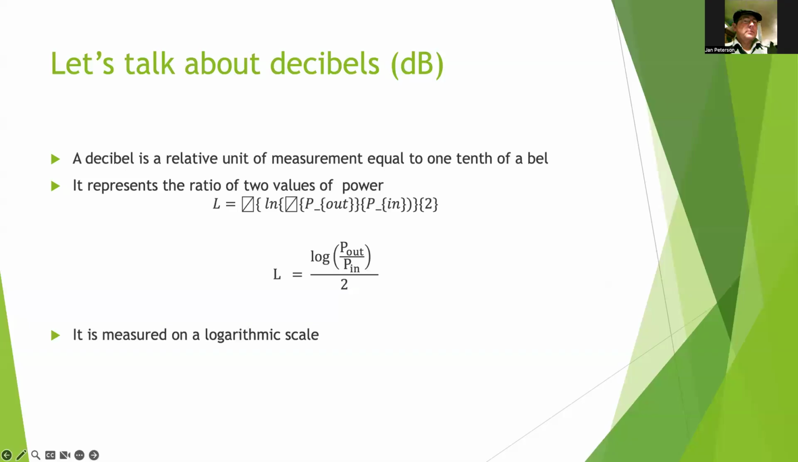Anyway, if you look at this, the L is the loss, the P out and the P in are the power out and the power in. And so you divide the power out by the power in and then take the log of that. And then you take all of that and divide it by 2. And that gives you your decibels of loss. Okay. So you'll never have to see that again. You don't have to know what that means or anything, but that's the actual formula that's in use. And it's measured on a logarithmic scale. Does everybody understand a logarithmic scale?